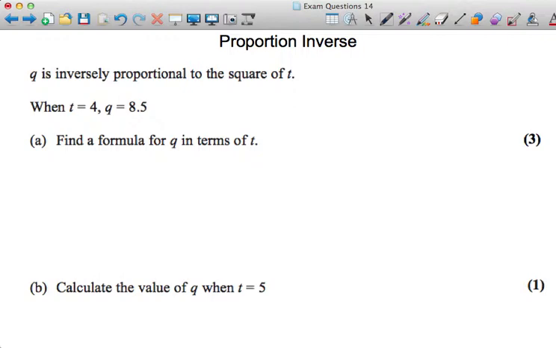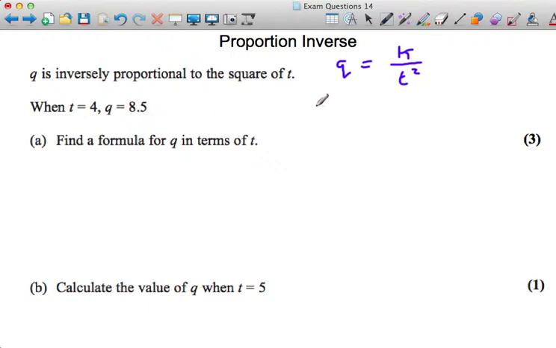Now if Q was directly proportional to the square of t, I would be writing Q is a constant multiplied by t squared. But if Q is inversely proportional to the square of t, I'm writing Q is a constant divided by t squared. So I'm going to write Q is equal to K over t squared. Now K is my invention to represent the constant divided by t squared. This information here will allow me to calculate the value of K.